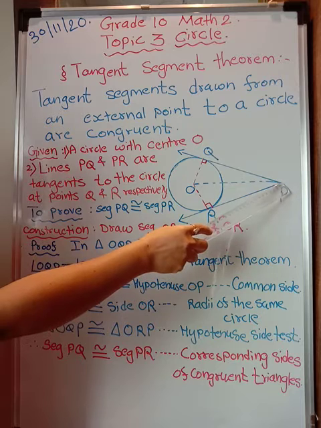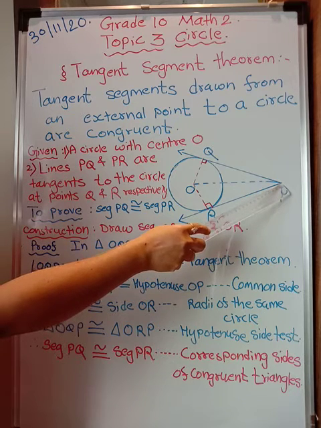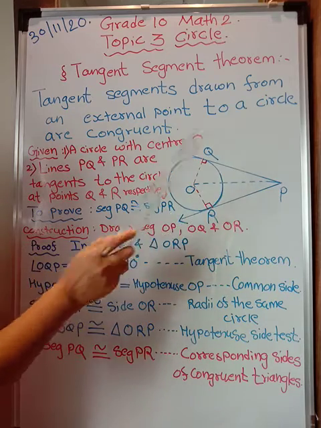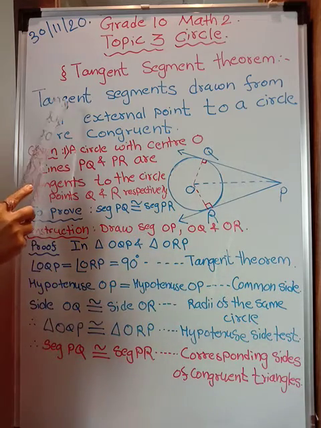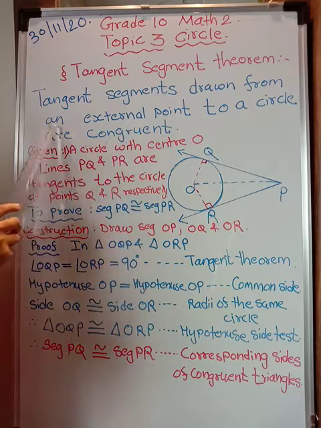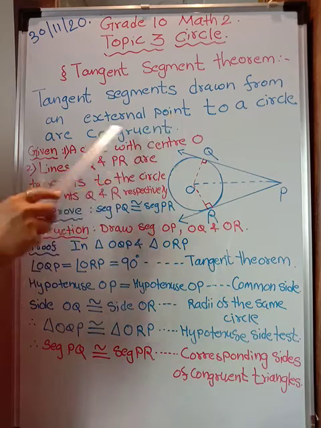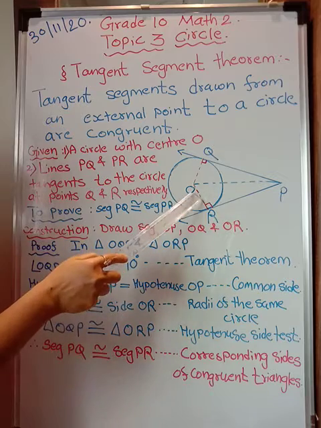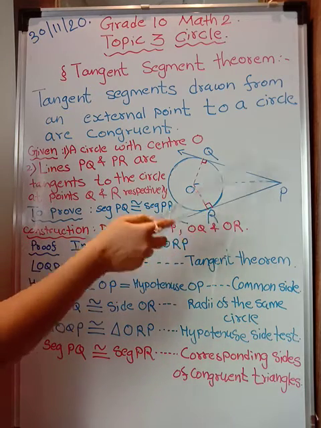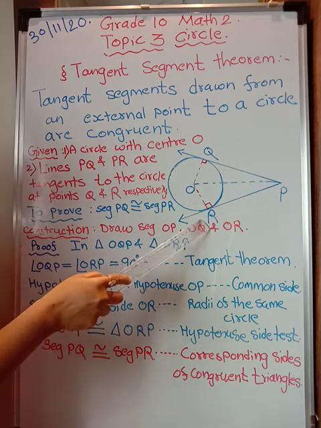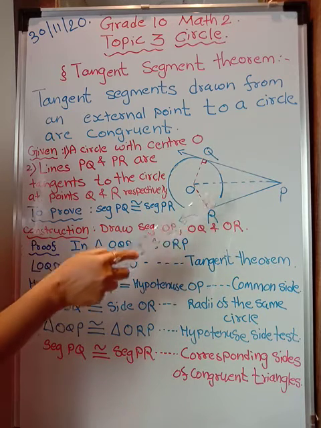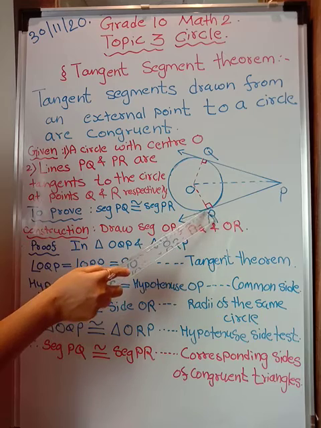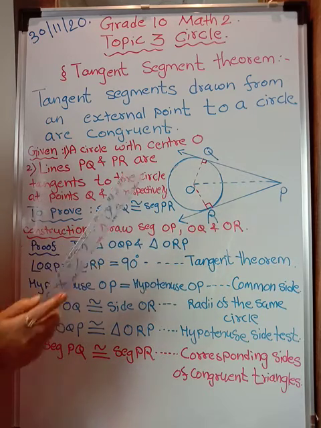If you are drawing two tangents from one external point to the same circle, then those two tangents are always congruent. See the statement? Tangent segments drawn from an external point to a circle are congruent. Now what is given? A circle with center O is given. Lines PQ and PR are tangents to the circle at points Q and R respectively. That means Q is the point of contact and R is the point of contact of these two tangents.